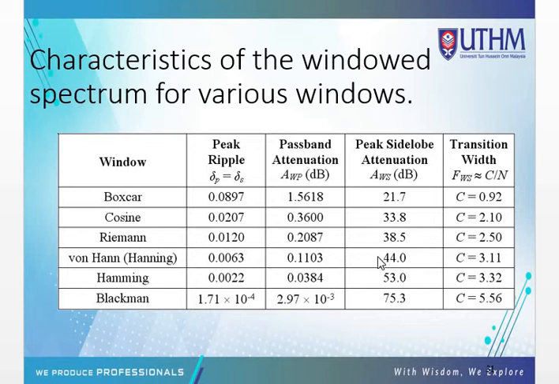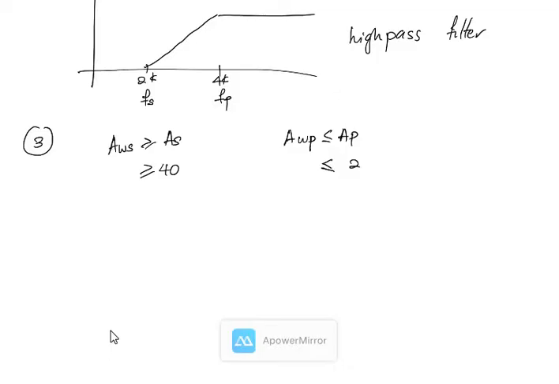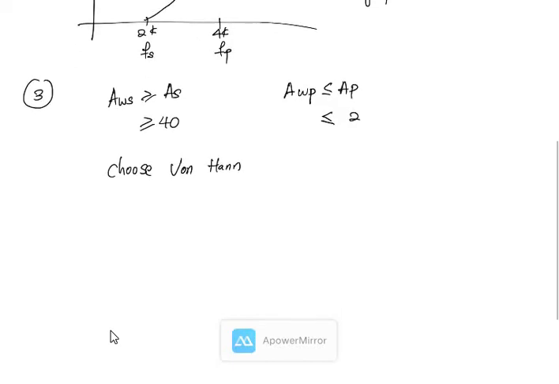So this is the first one, the one hand. And AWP should be less than 2, so this one is also less than 2. Therefore we choose the one hand. So AWS is 44 and AWP is 0.1103.